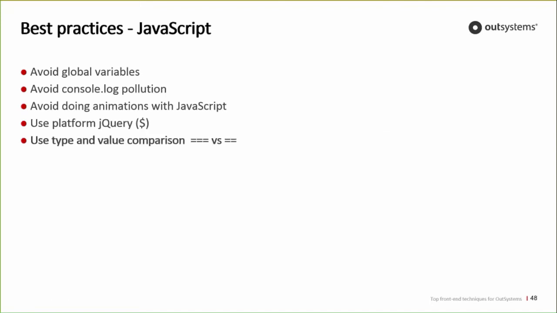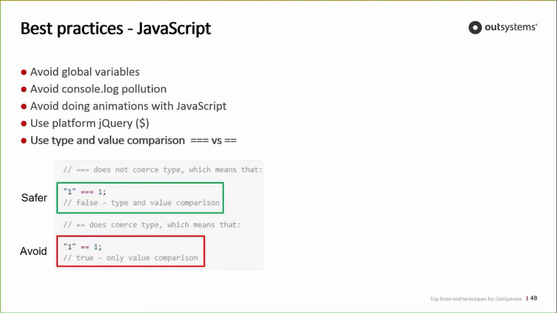Another one is do use type and value comparison instead of just value. JavaScript is a very interesting and tricky language, meaning that you can compare different types of elements, and JavaScript will actually convert the elements to a standard one and compare them. In the example below, we can see that a string "1" is the same to JavaScript as 1, as a number.